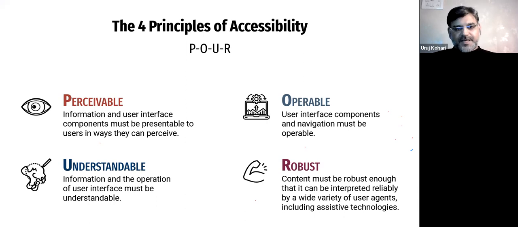The four principles of accessibility, and the acronym is POUR, which stands for perceivable, operable, understandable, and robust. When we're talking about perceivable, the information and user interface components must be presentable to users in a way they can perceive it. If they cannot perceive it, it fails on the perceivable test. Operable: the UI components and the entire navigation must be usable by everyone, especially disabled people, with or without assistive tools. It will fail if we don't design it to be operable.